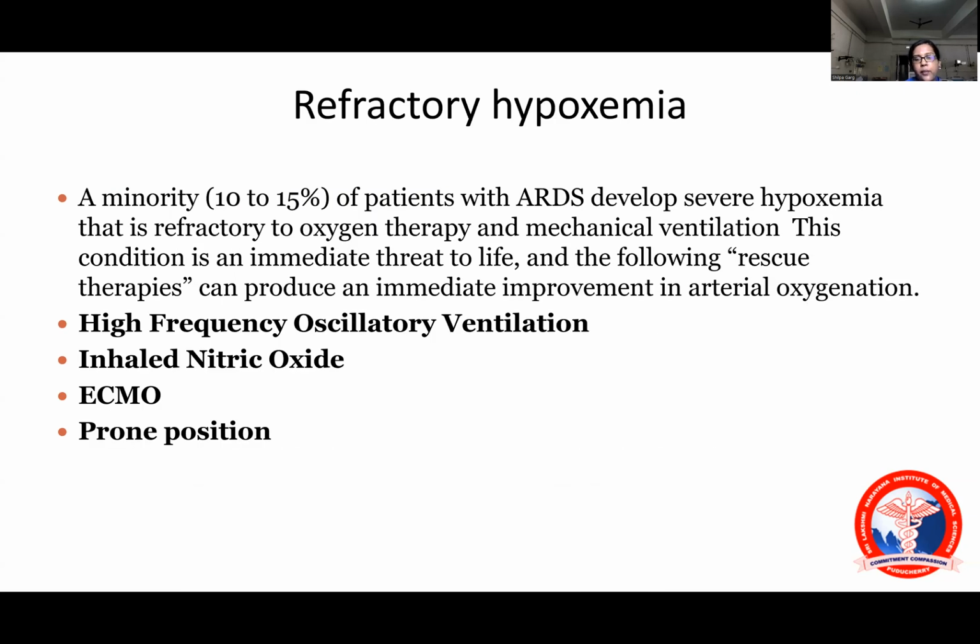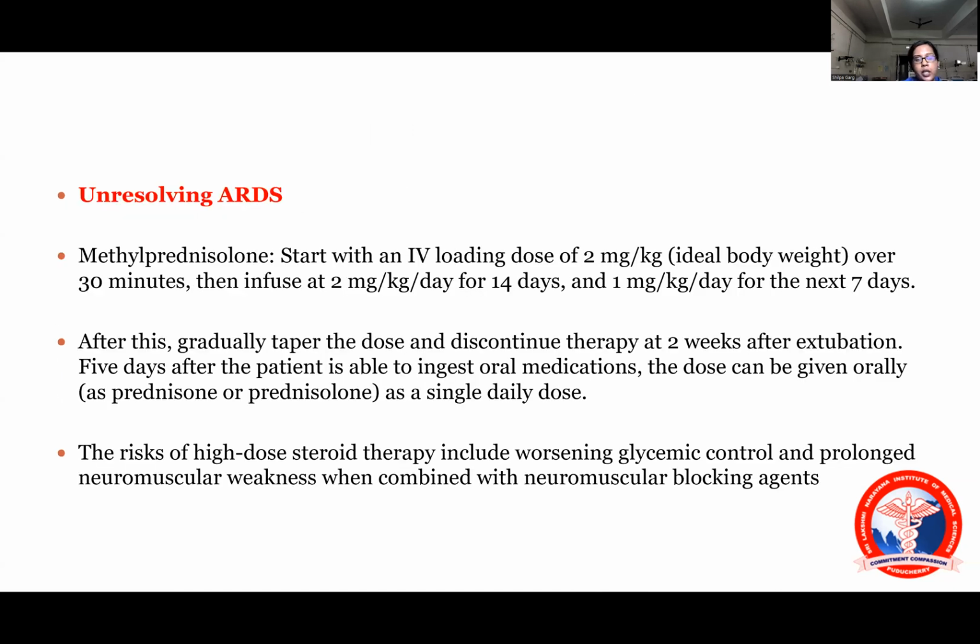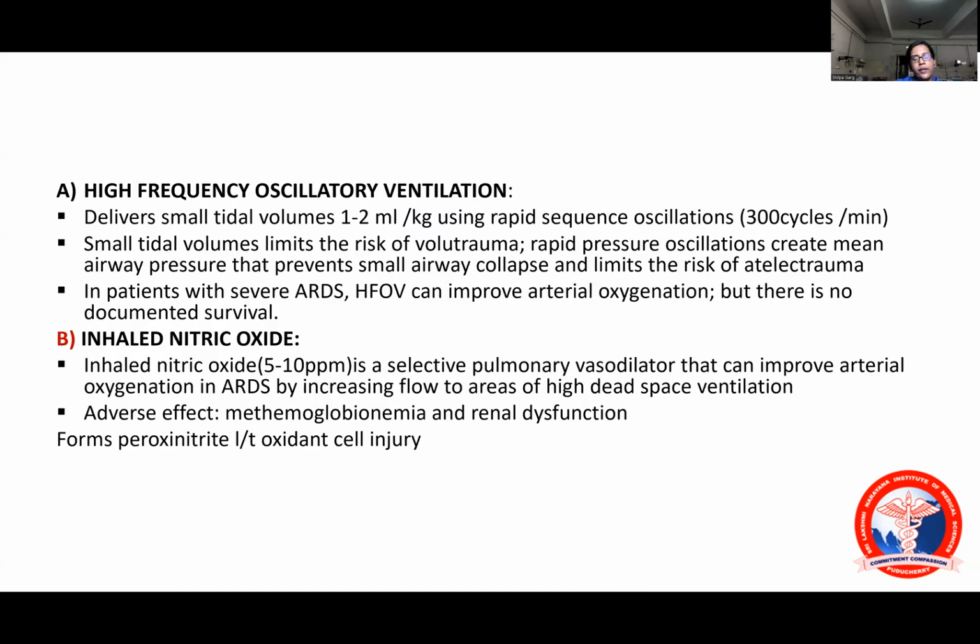Coming to refractory hypoxia. If the patient is not improving despite giving mechanical ventilation, then you can add on some medications like inhaled nitric oxide, or you can go with VV ECMO if the lungs alone are involved, or VA ECMO if the cardiac part is also involved. Then you have something called prone position. Prone position is going to protect the baby lungs as we discussed earlier. And coming to high frequency oscillatory ventilation, we have a good trial on HFOV also, which improves the arterial oxygenation despite giving adequate PEEP.